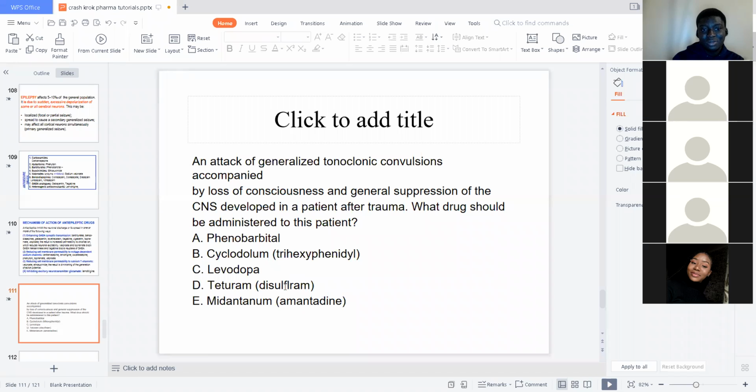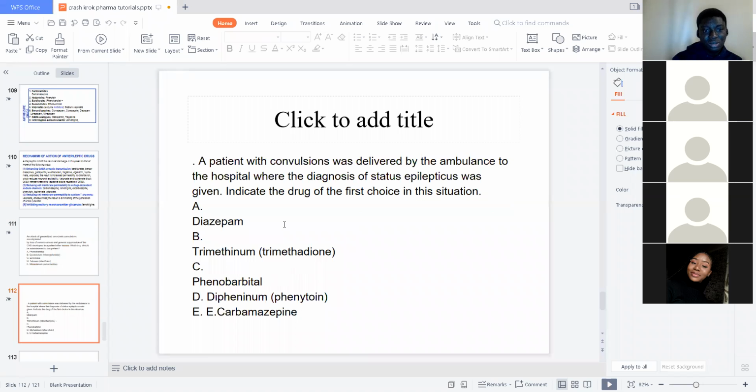An attack of general tonic-clonic convulsion accompanied by loss of consciousness and general suppression of the CNS developed in a patient after trauma. What drug should be used? Phenobarbital. Correct. Next, Beauty. A patient with convulsions was delivered by the ambulance to the hospital where the diagnosis of status epilepticus was given. Indicate the drug of the first choice in this situation.